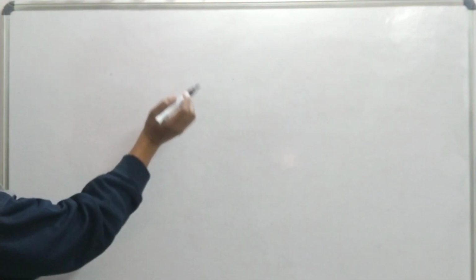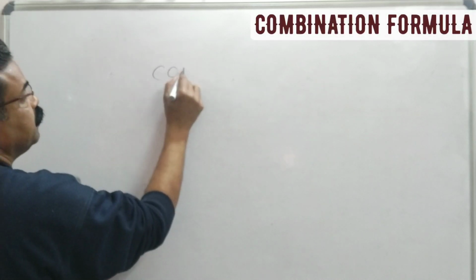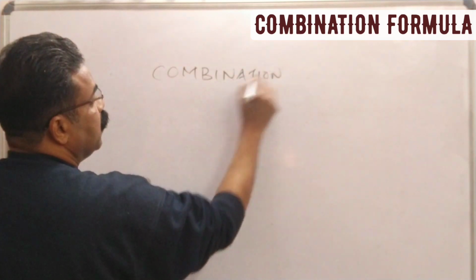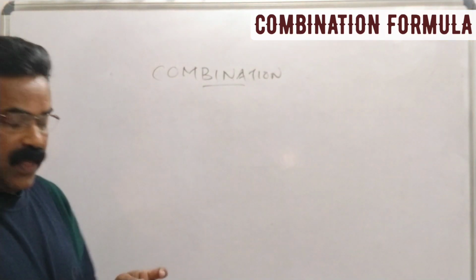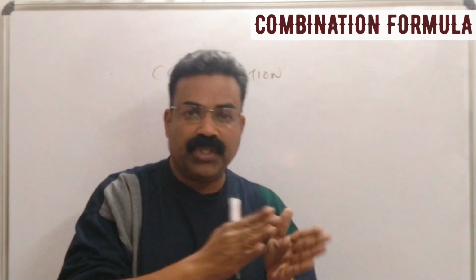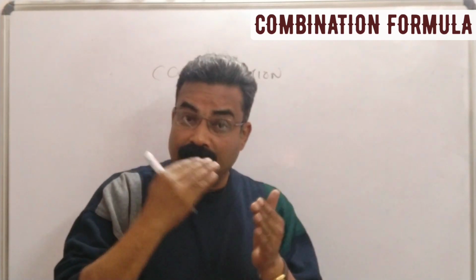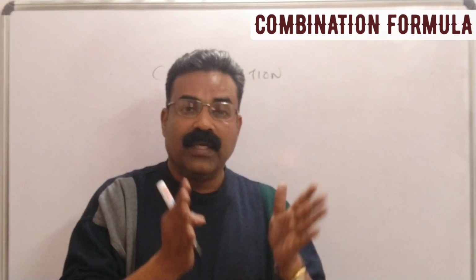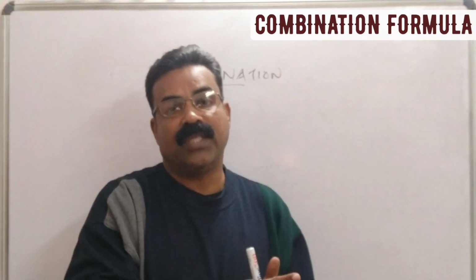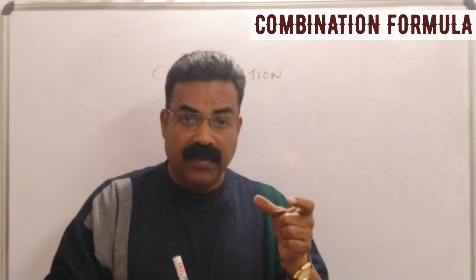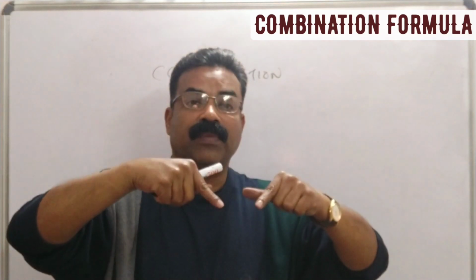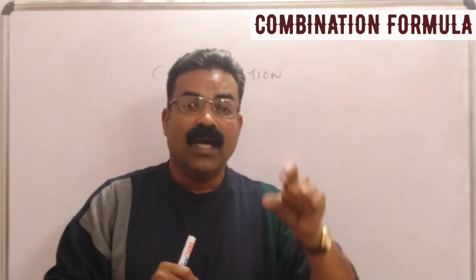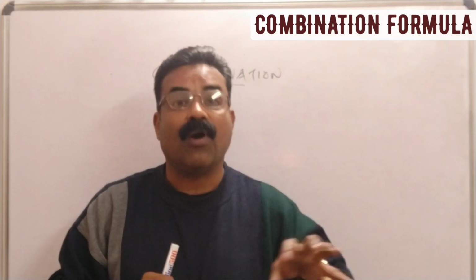So yes, the next formula is combination. When we talk about this formula, there is a little difference between permutation and combination. Permutation is the plain arrangement of items in different ways, how you can arrange the items. Combination means within that arrangement, how you can make different combinations.